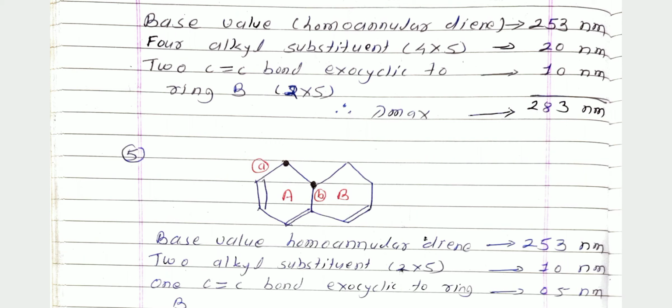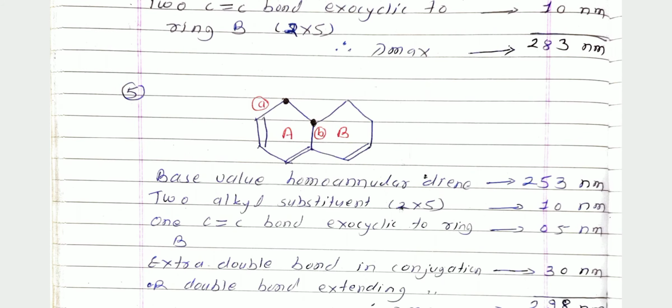Then again I am taking example number 5. You see this example, structure 5. Here A and B are the two rings. Ring A containing two double bonds, means this structure is the homoannular diene. But again we see here ring B containing a double bond. Then two double bonds are present, and these two double bonds are separated by one single bond. Therefore this is the example of heteroannular diene.